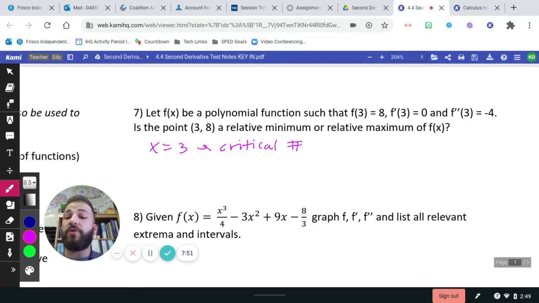Okay, so if it's a critical number, I can plug it into the second derivative and use the sign of the second derivative to determine if it's a maximum or a minimum. So they also give me that f double prime of 3 is equal to negative 4. So f double prime of 3 is equal to a negative number, which means it would be a relative maximum, because it's the opposite sign in the second derivative test. So x equals 3 is a relative max.